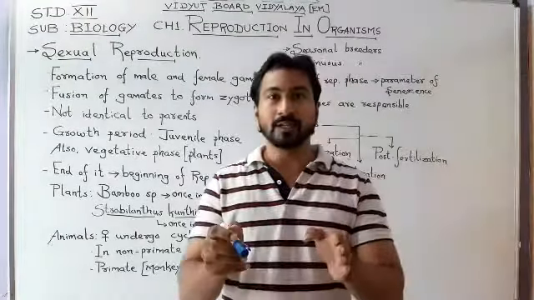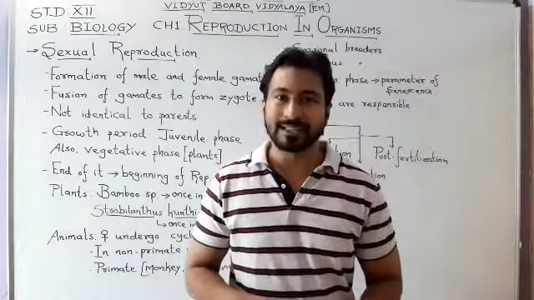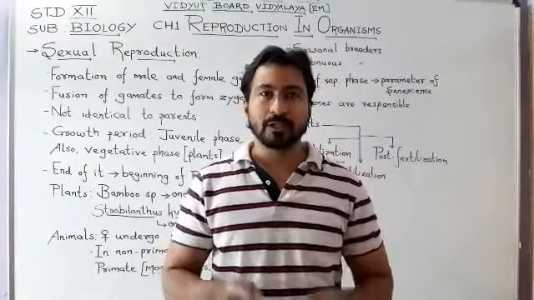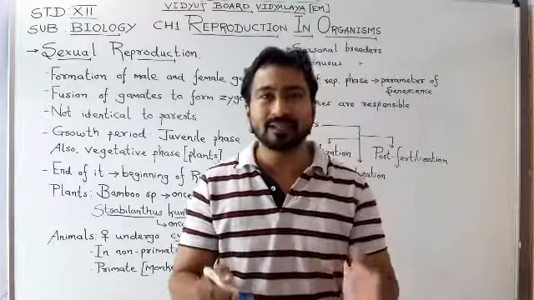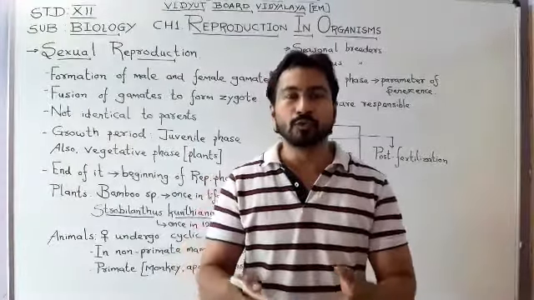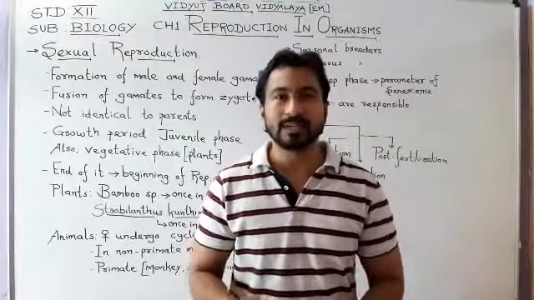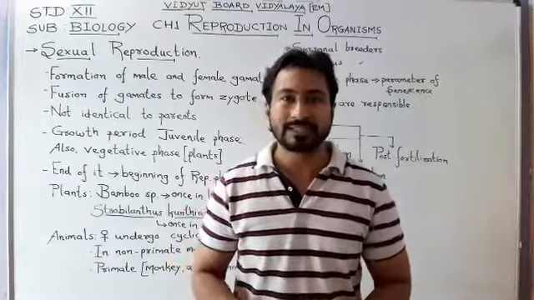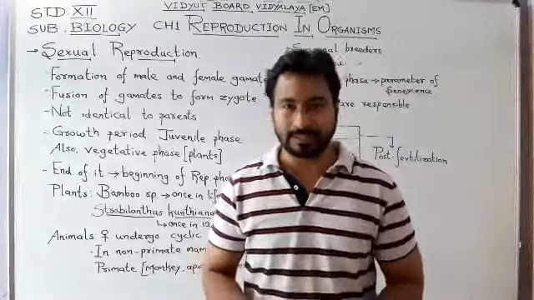But here different gametes are mainly generated, that is the male gamete and the female gamete. So at the time of sexual reproduction, the male gametes and the female gametes ultimately combine together to form a single cell structure that is said to be a zygote.